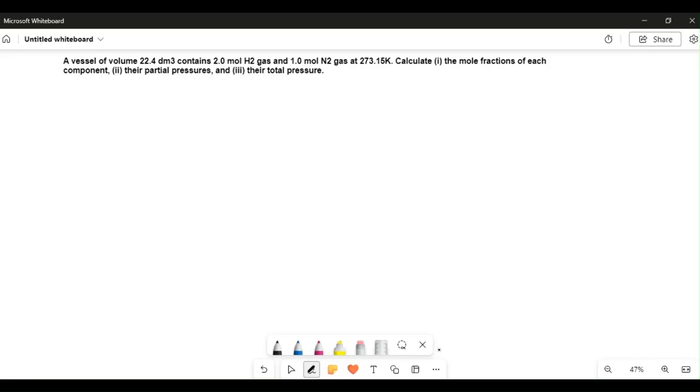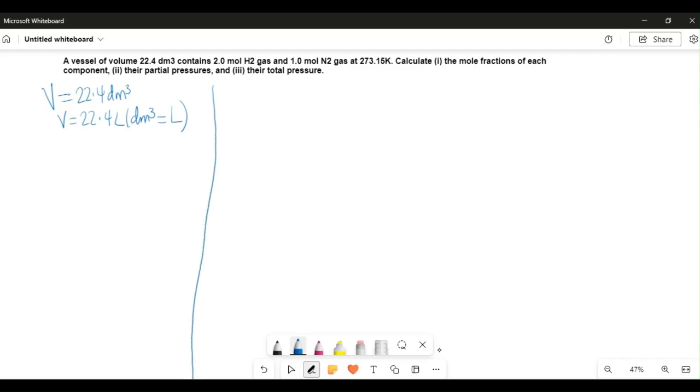So today we're going to be working on the question on the screen, which says: a vessel of volume 22.4 dm cubed contains 2.0 mole of H2 gas and 1.0 mole of N2 gas at 273.15 Kelvin. The first thing I have to do is write out what you're given. You've got the volume to be 22.4 dm cubed, which is the same thing as 22.4 liters, because dm cubed is also equal to liters.